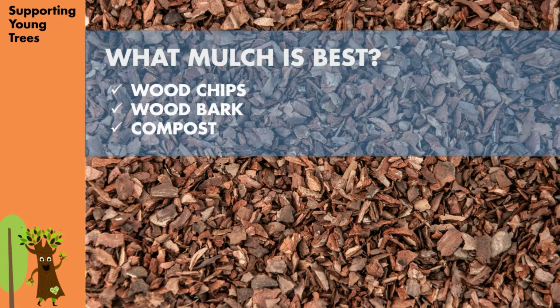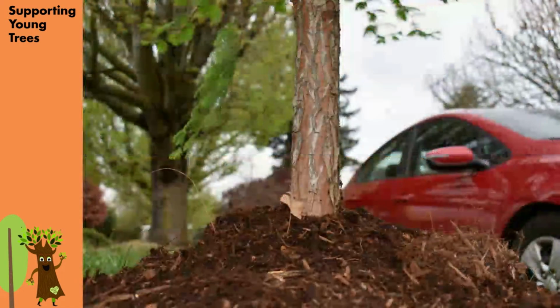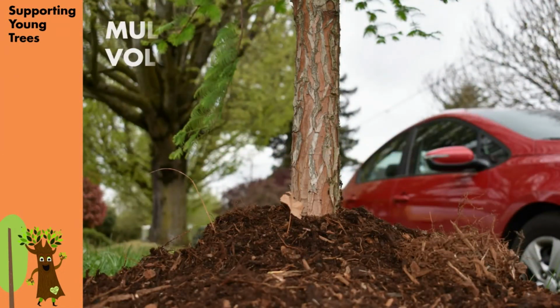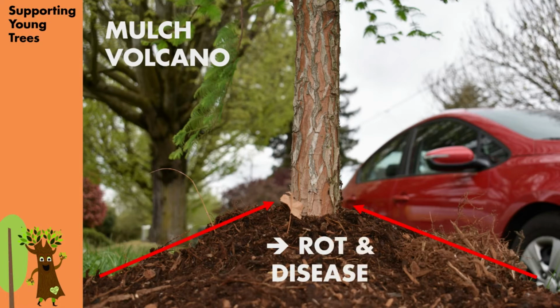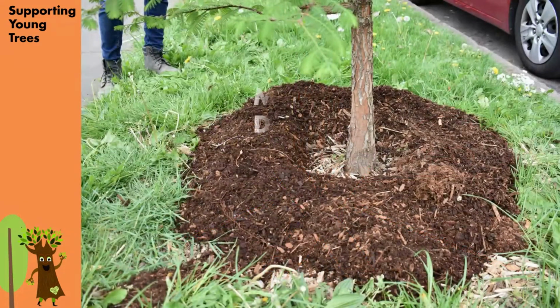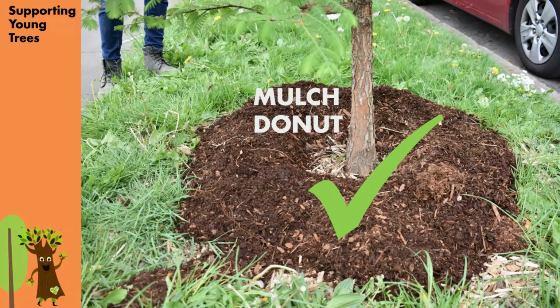Let's review improper versus proper mulching. Here, we have a tree that is dressed with a mulch volcano. This means there's mulch piled up against the trunk that can lead to rot and disease. Whereas here, we have a mulch donut. This mulch pattern follows the 3-3-3 rule, and the mulch covers the entire root zone.